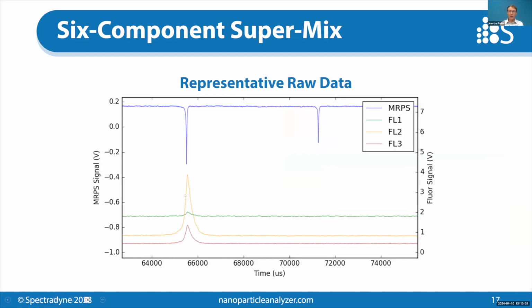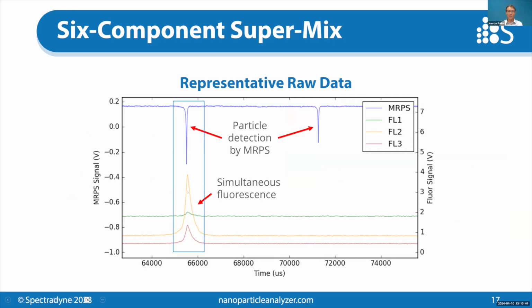This is what the raw data looks like. So what we're showing here, in the blue, is the electrical signals. So these are detecting individual particles, right? One by one as they pass through the constriction. And you can see this first particle is fluorescent and generates simultaneous fluorescent signals in each of our fluorescent detection channels. Whereas this second particle that comes through is a non-fluorescent particle, and so it doesn't generate any fluorescent signal in those channels, all right?